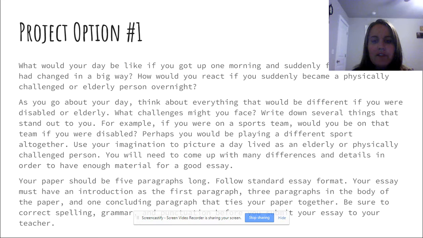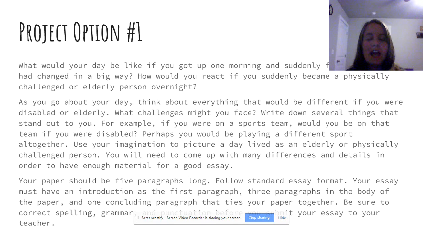For example, if you were on a sports team, would you be on that team if you were disabled? Perhaps you would be playing a different sport altogether. Use your imagination to picture a day lived as an elderly or physically challenged person. You will need to come up with many differences and details in order to have enough material for a good essay. So this is a super fun essay, I think. It really helps you think a lot.